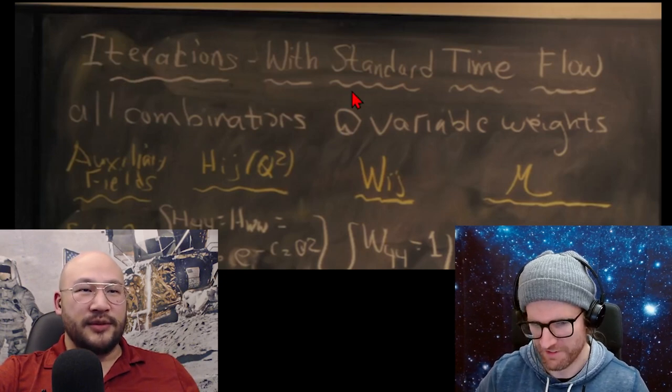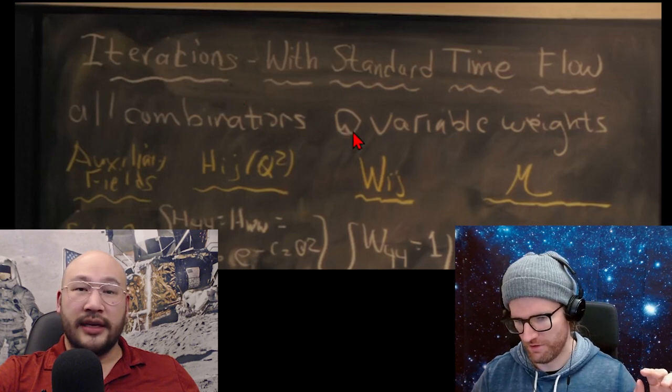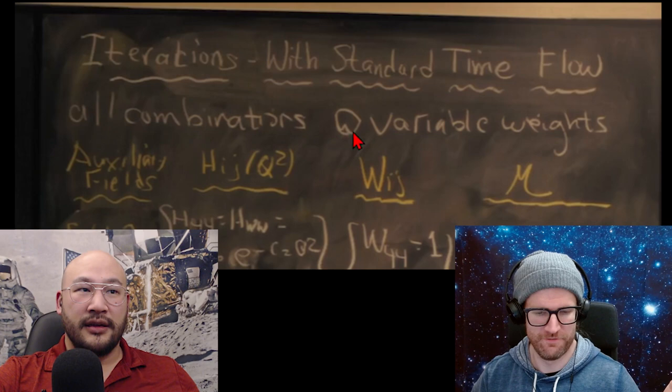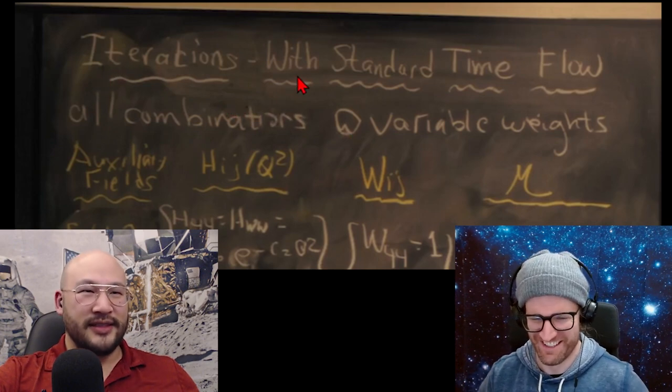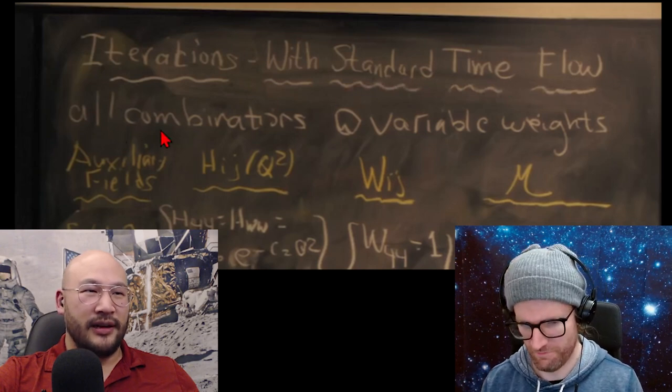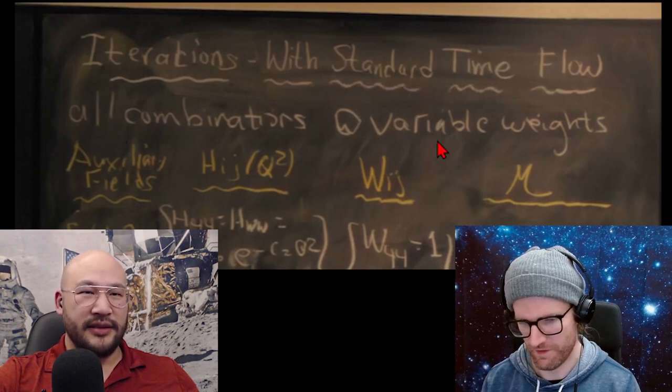First, interactions with standard time flow, all combinations. It says iterations. What did I say? Interactions. Oh, autopilot. Okay. Iterations with standard time flow, all combinations. I don't know what the symbol is. Variable weights.